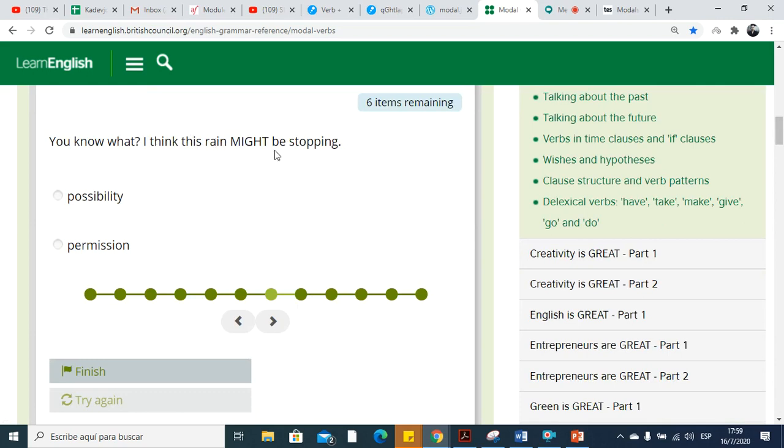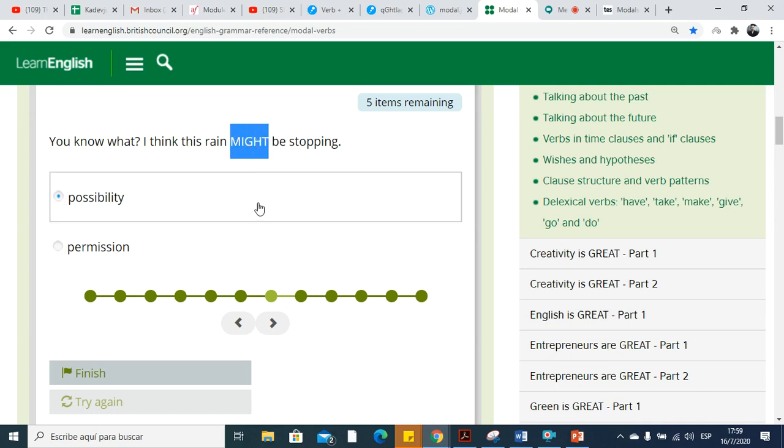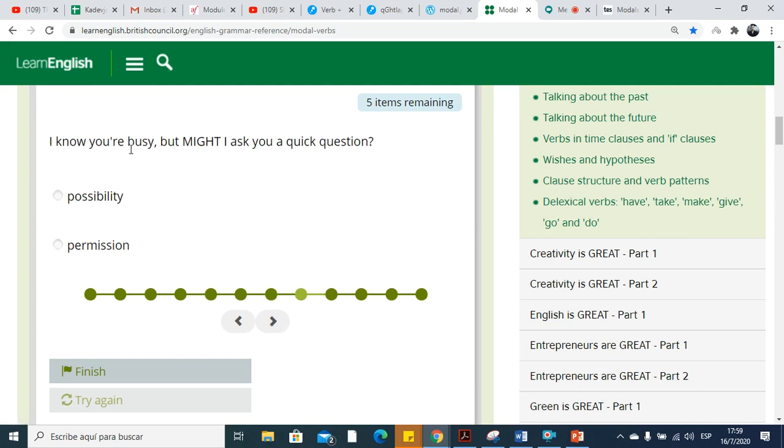You know what? I think this rain might be stopping. Daniel, possibility or permission? It is a possibility. Yes, because it's talking about the rain having the possibility of stopping. So, yes. I know you're busy, but might I ask you a quick question?